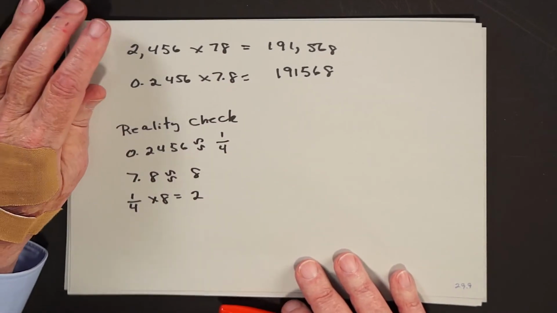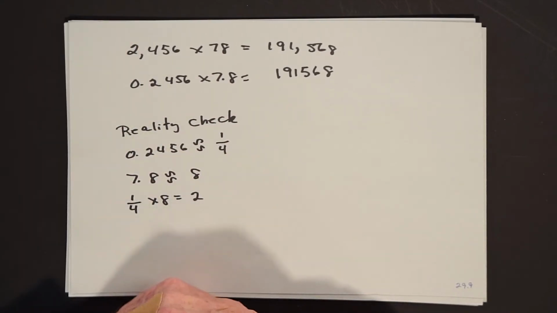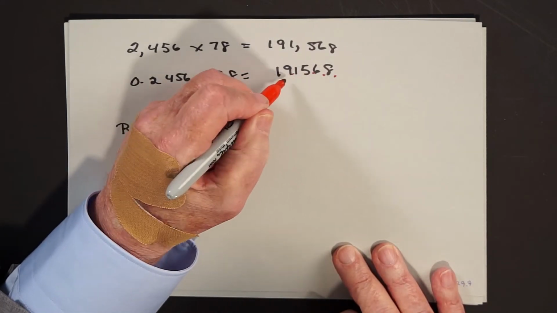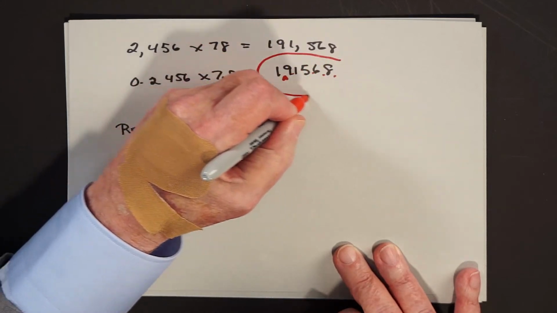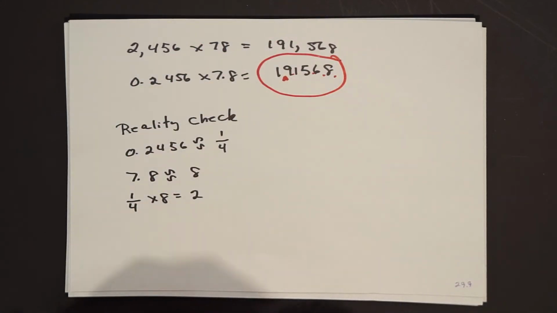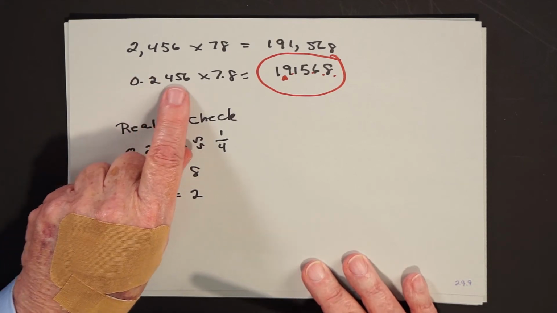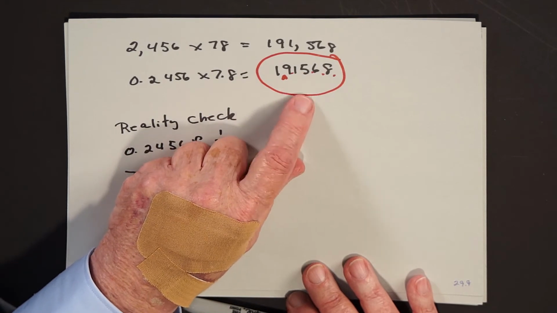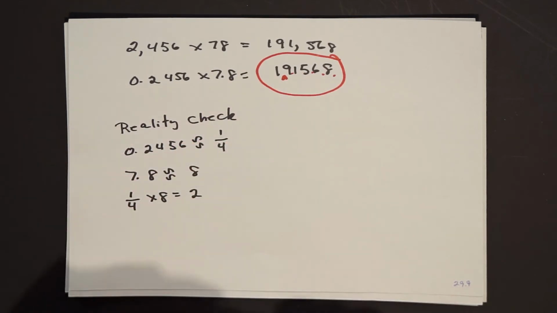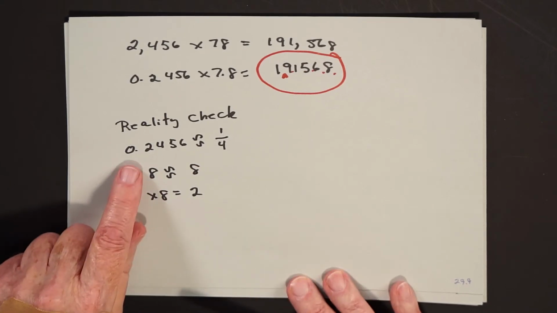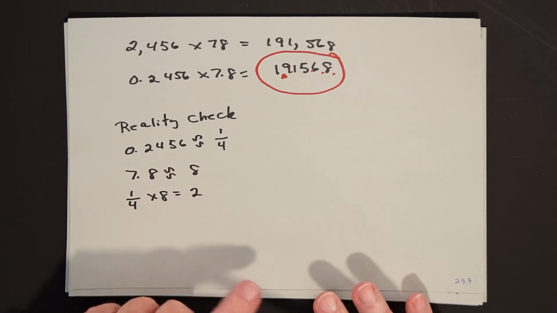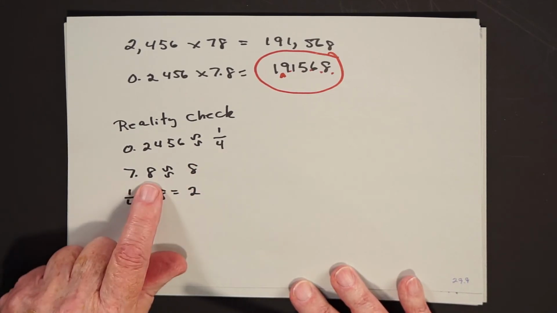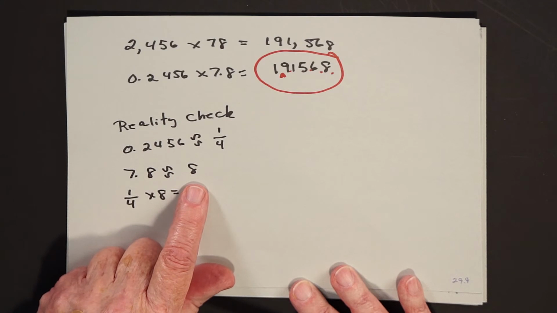So doing it even the mechanical way, you want to move the decimal point 5 places to the left. 1, 2, 3, 4, 5. So the correct answer to this problem, without you having to do any multiplication and just counting the number of digits to the right of the decimal point, tells you that the answer is 1.91568. And again, you can give a reality check here. 0.2456 is pretty close to 0.25, which is pretty close to 1/4. 7.8 is pretty close to 8.